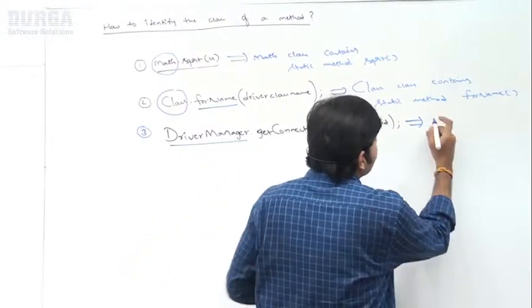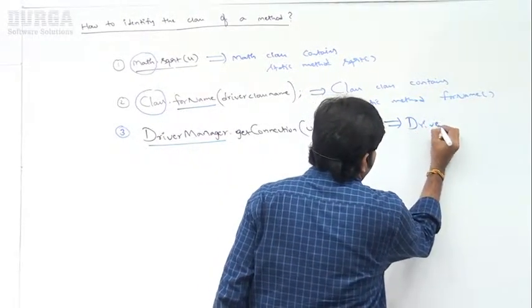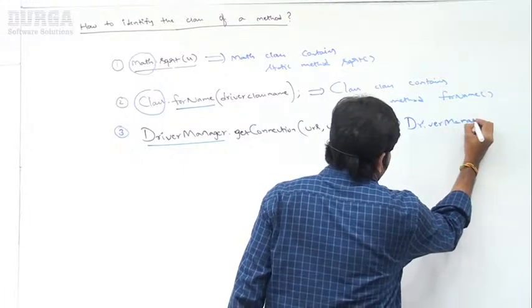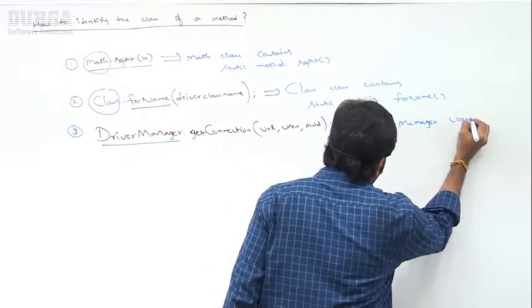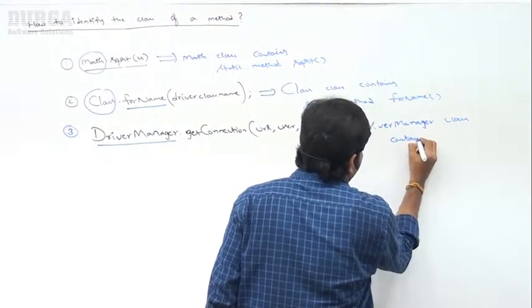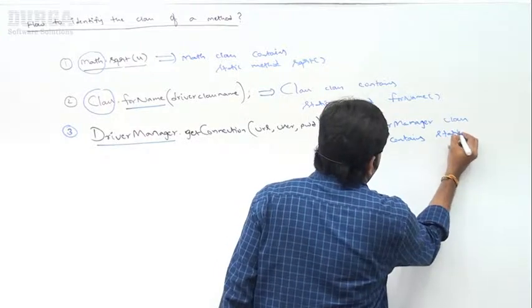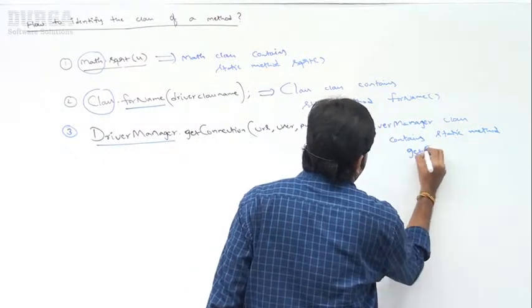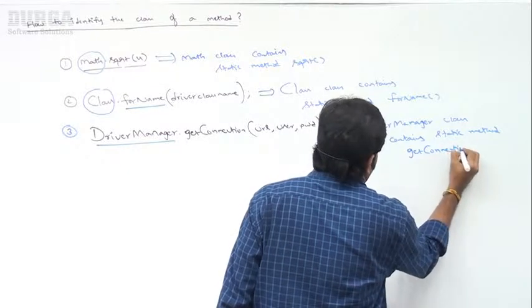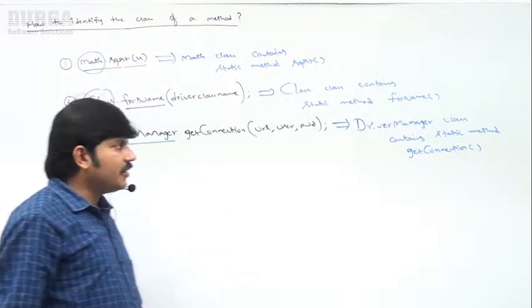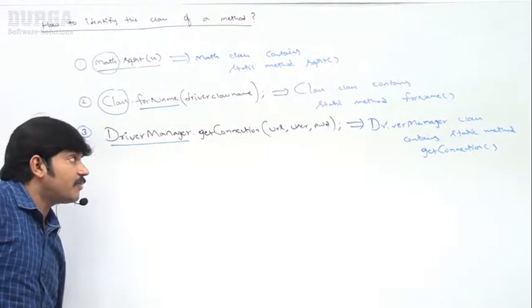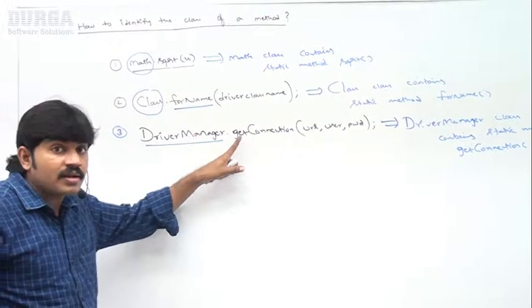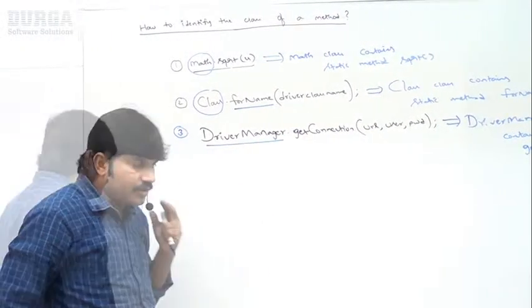Have you observed, right? Driver manager class contains static method. Driver manager class contains static method get connection. Everyone can able to understand, right? So get connection method is available where? Driver manager dot get connection, right? Clear for all of you, right?